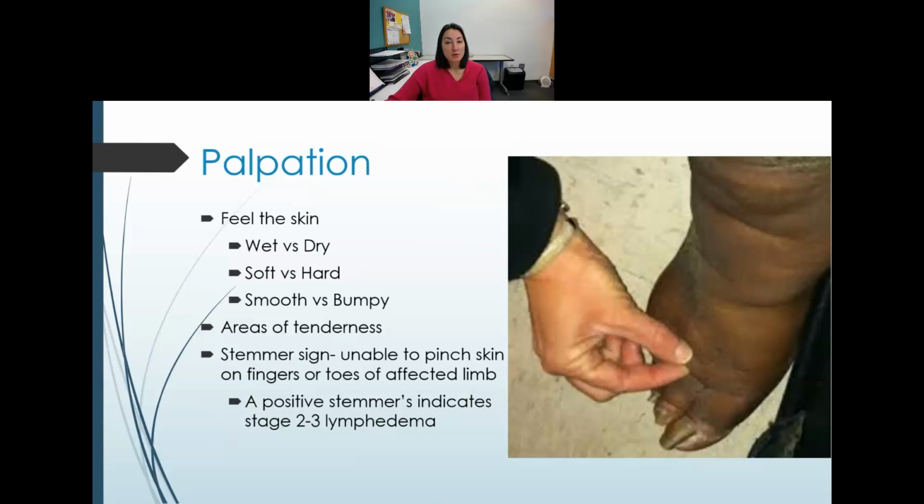A Stemmer sign is when you pinch skin, you should be able to pull some up. You pinch some skin, and there's some skin that you're able to pinch up. When you go to pinch some skin and no skin is able to be pinched because it's hard and stiff, that is a positive Stemmer sign, and that indicates that they have a stage 2 to 3 lymphedema at least. So that tells you the edema is significant enough that it's affecting the skin turgor, and it may even be changing the dynamics or the makeup of the skin underneath. The tissue changes may already be occurring. That would be stage 3.